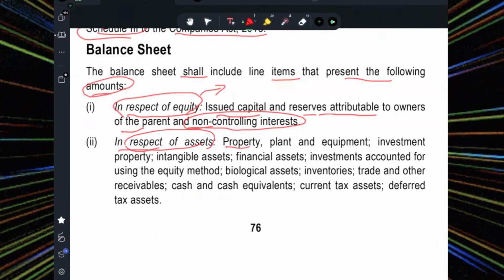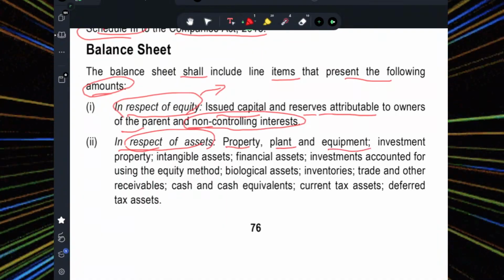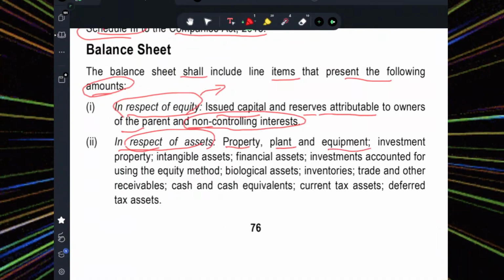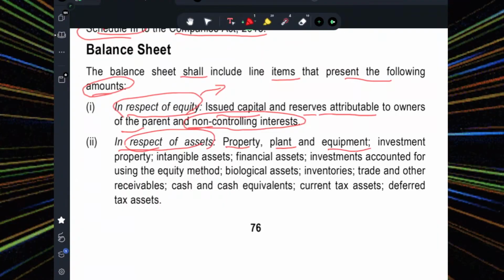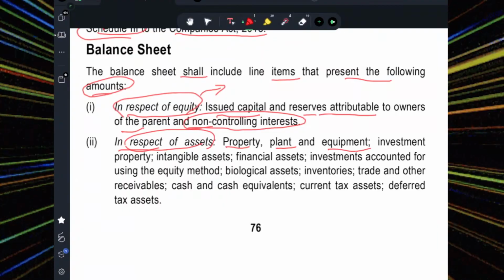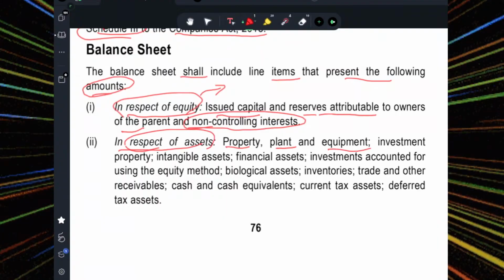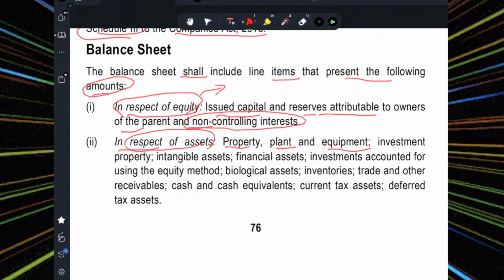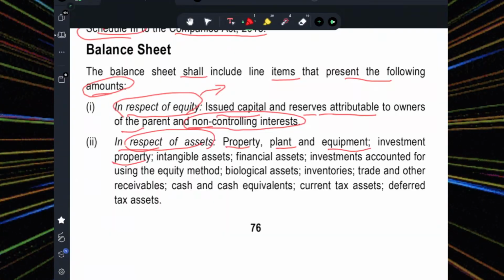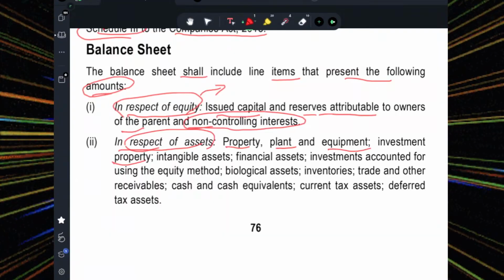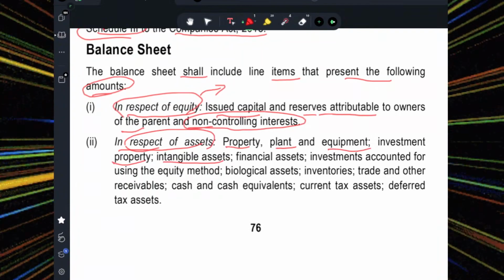That is in respect of assets. What are the property, plant, and equipment? We have land, building, plant. What are the machines we have? Equipments: we have motors, cars, vehicles, JCBs, tractors, this kind of thing. Investment property, where we invested in real estate or in plant and machinery.